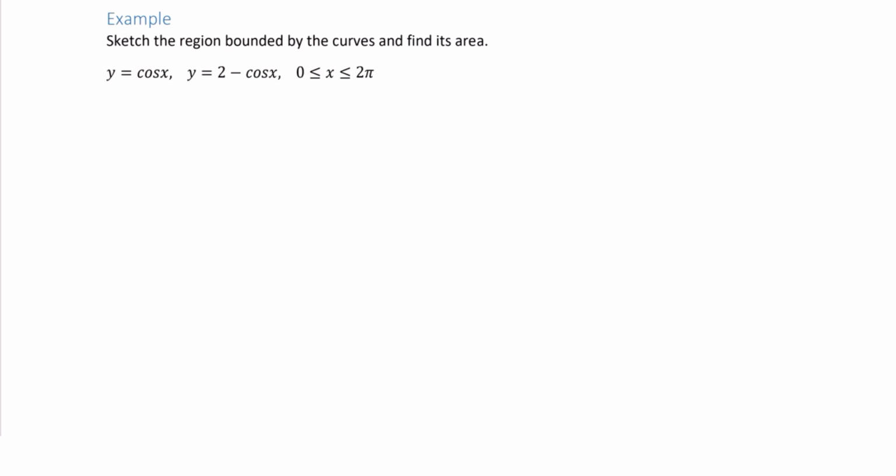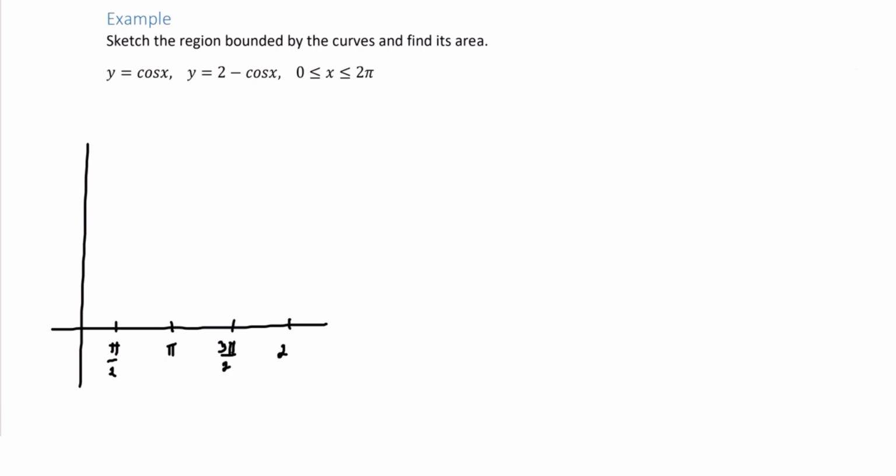Sketch the region bounded by the curves and find its area. So we have cosine x and 2 minus cosine x. First we'll sketch cosine x. Label some coordinates here. So we know cosine x looks like this.